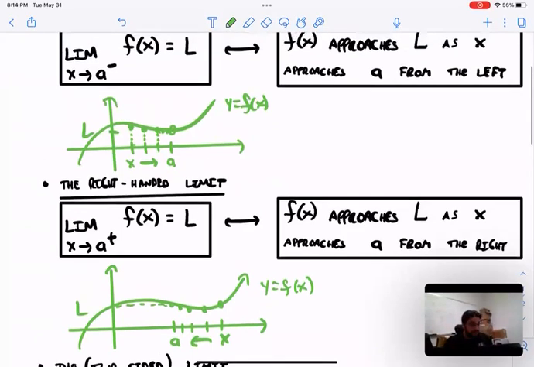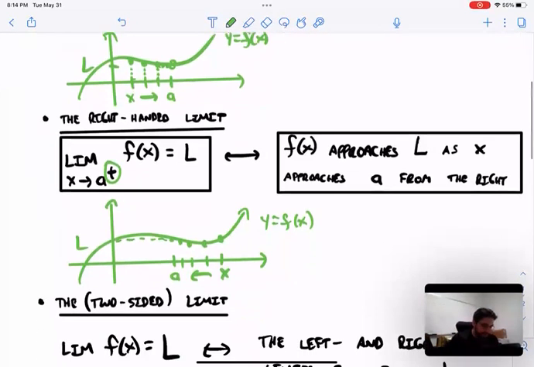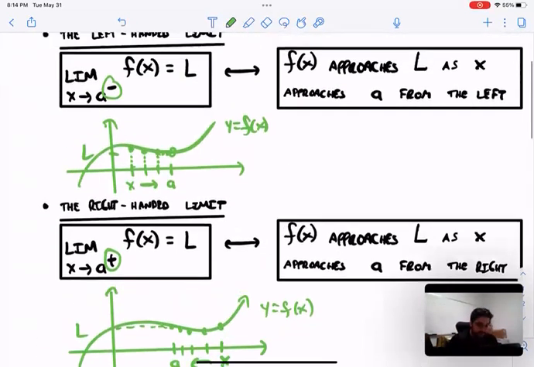Notice this notation, the minus and the plus, right? There's this minus in the left-handed definition. You can think of that as x represents a minus a little, right? 0.1 less than a or something would be the kind of x value that we're talking about here. And similarly for a right-handed limit, it's like x is a plus a little, right? Plus some infinitesimal amount is a good way to think of this. A plus 0.1, a plus 0.01, something like that, right? So this is the idea of the left-handed limit and the right-handed limit.